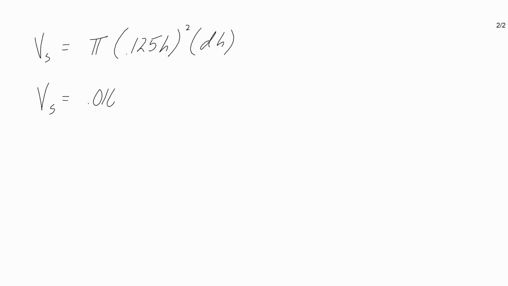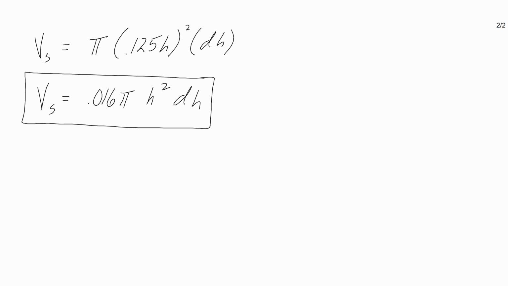V of the slice is equal to pi times 0.125 h quantity squared times delta h. And somebody go ahead and square 0.125 so I can pull it out. What does it come out to be? 0.125 squared comes out to be what? 0.016. Thank you. 0.016 pi h squared dh. Okay, there's your volume. Now what?